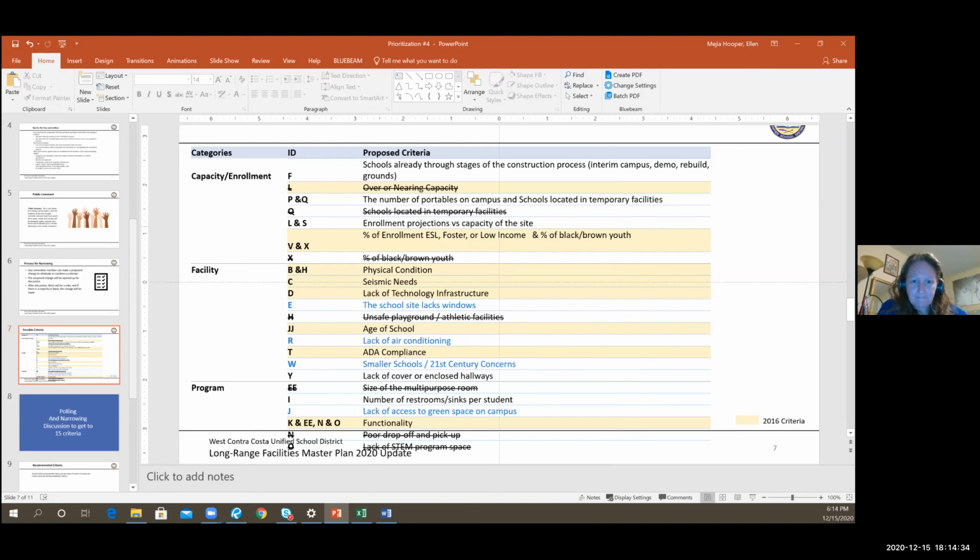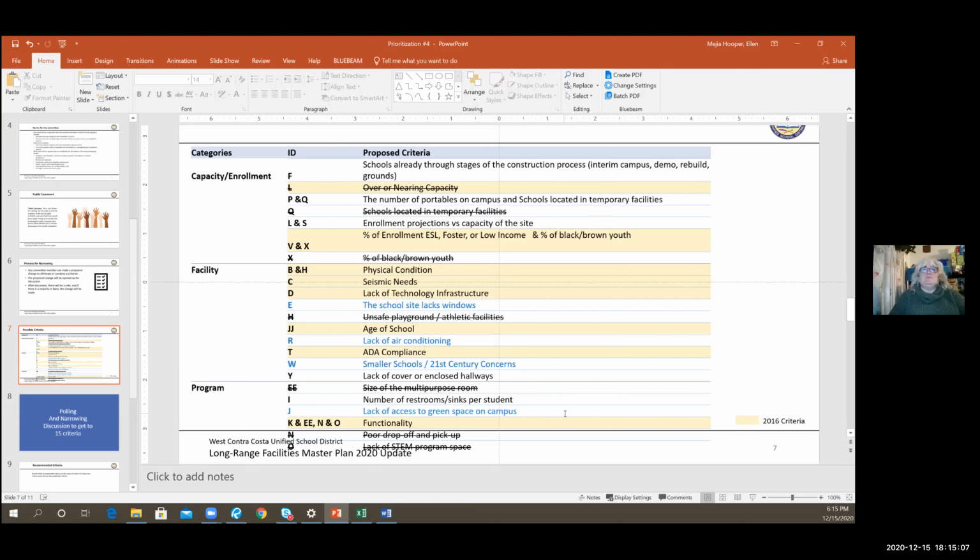E, R, and J. Okay. And just taking off smaller schools altogether, just calling it 21st century concerns. In general, I was looking for a definition of what 21st century concerns was going to be anyway, because we really did need to define how we were going to measure that. So what is people's reaction to this?